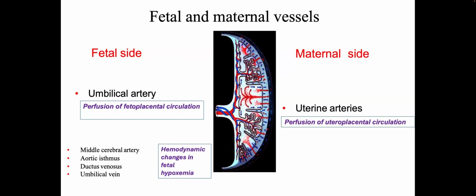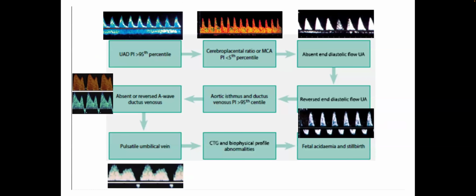If you're looking at the umbilical artery, it reflects the perfusion of the fetoplacental side. And you interrogate some of the other important arteries on the fetal side: the middle cerebral artery, the aortic isthmus, ductus venosus, and umbilical vein. On the maternal side, you interrogate the uterine artery. So these are the main vessels where the Dopplers are done.